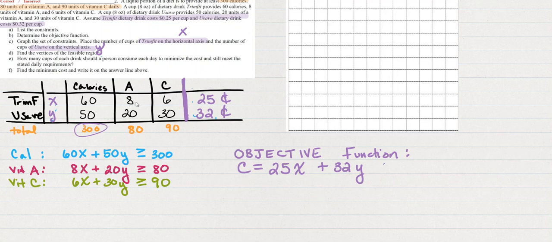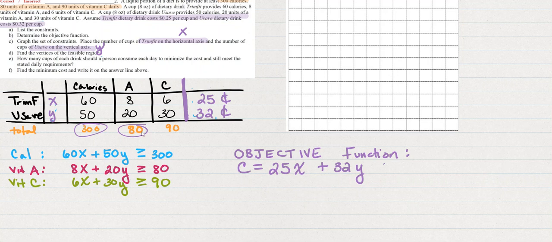8 for the vitamin A, 8 times X plus 20 times Y is greater than or equal to 80, because we have to have at least 80 units of vitamin A. And then 6 for vitamin C, 6 times the number of TrimFit servings plus 30 times the number of U-Save servings, so 6x plus 30y is greater than or equal to 90. Notice how I've color-coded each of those so that when I graph the lines, they match up on the graph, and I don't have to think really hard about which graph goes where.